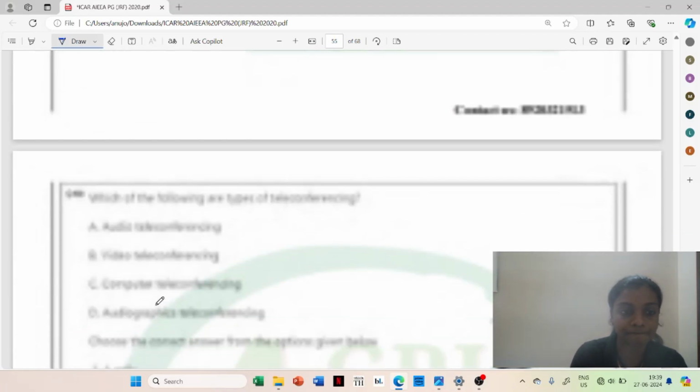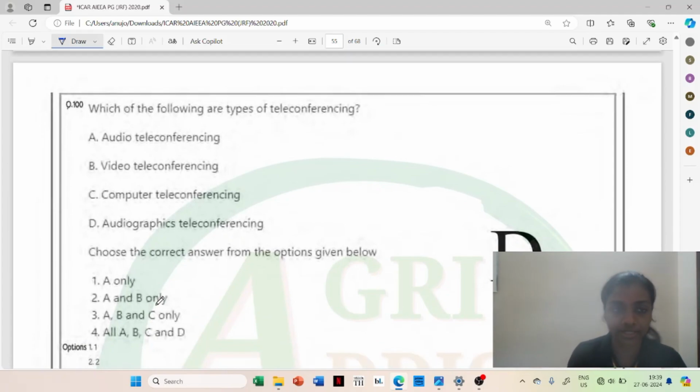Next question. Which of the following are types of teleconferencing? The options are audio teleconferencing, video teleconferencing, computer teleconferencing, audio graphics teleconferencing. Teleconferencing may be through voices or videos, or through television, or through computers, and along with the audio, text and images can also be transferred from one device to another. So all the types belong to teleconferencing. Option A, B, C and D can all come, so the answer is the fourth option, all of A, B and C.